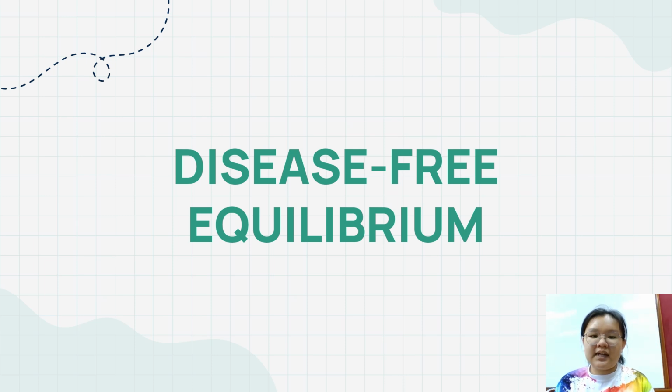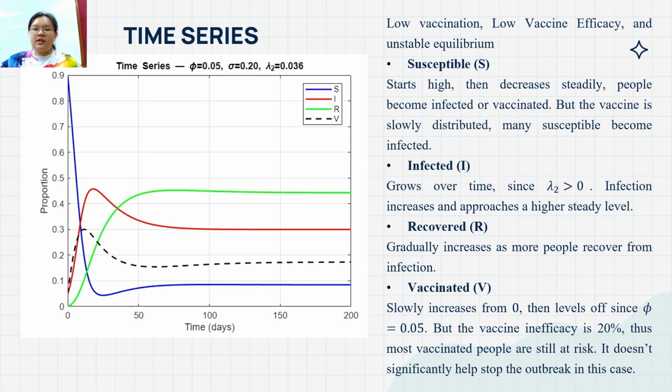If lambda 2 is less than 0, it is stable and the infection dies out. Let's now explore how this plays out under different scenarios. For the first scenario, both the vaccination rate and efficacy are low, leading to an unstable equilibrium.